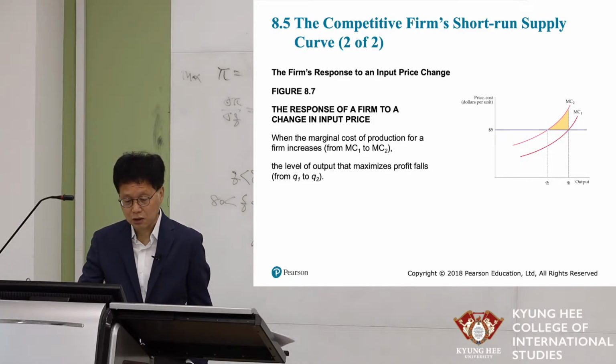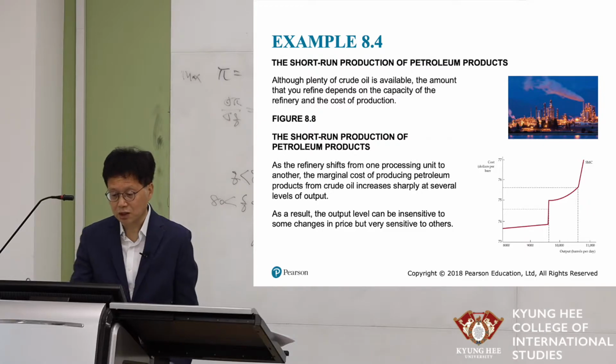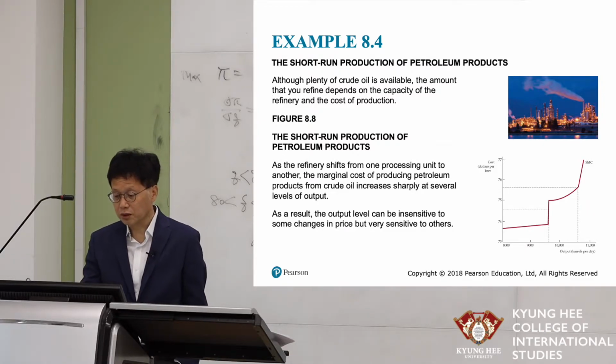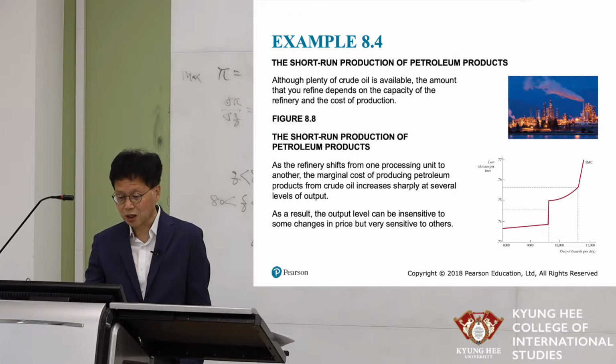Okay? And slide number 16, an example. The production of petroleum products is shown. Although plenty of crude oil is available, the amount that you refine depends on the capacity of the refinery and the cost of production.